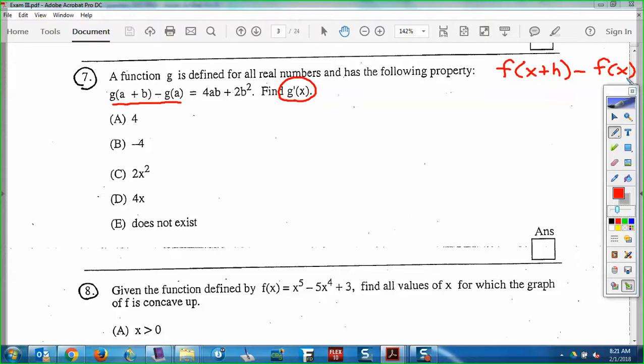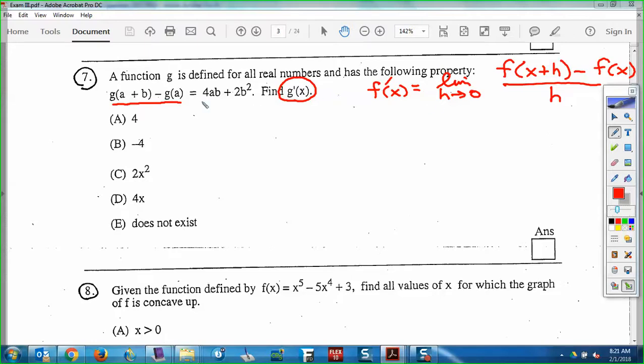You see the connection there? It makes me think of the definition of the derivative. Now, the rest of the definition of the derivative is this, and then limit as h goes to 0. That's the definition of derivative. So I think what they were doing here is trying to test you on the definition of the derivative and your knowledge and recognition of it.